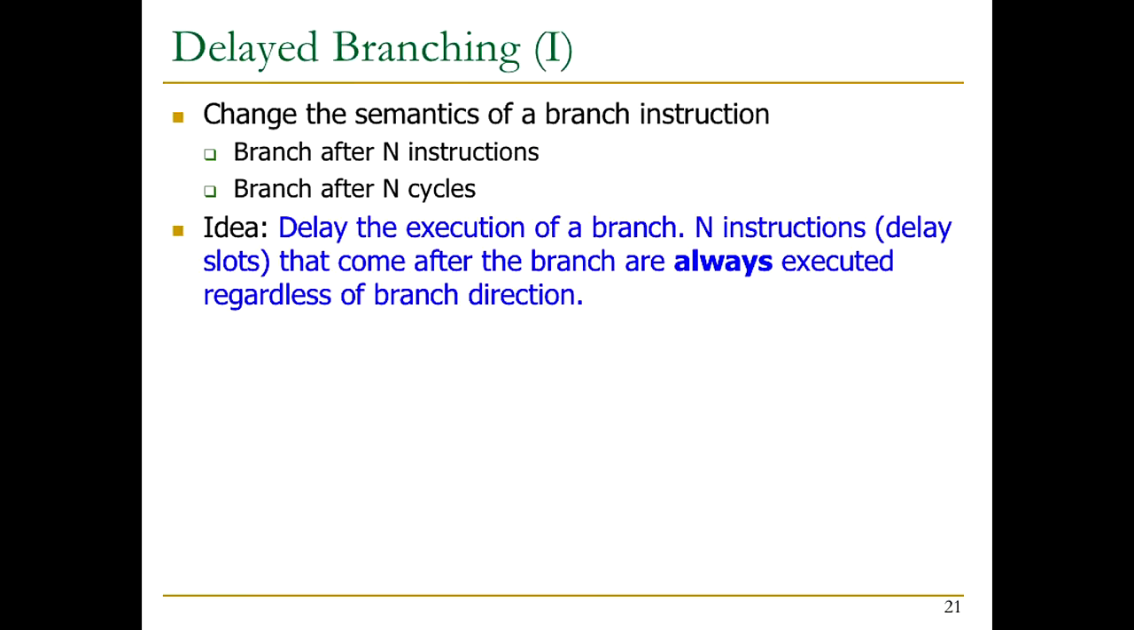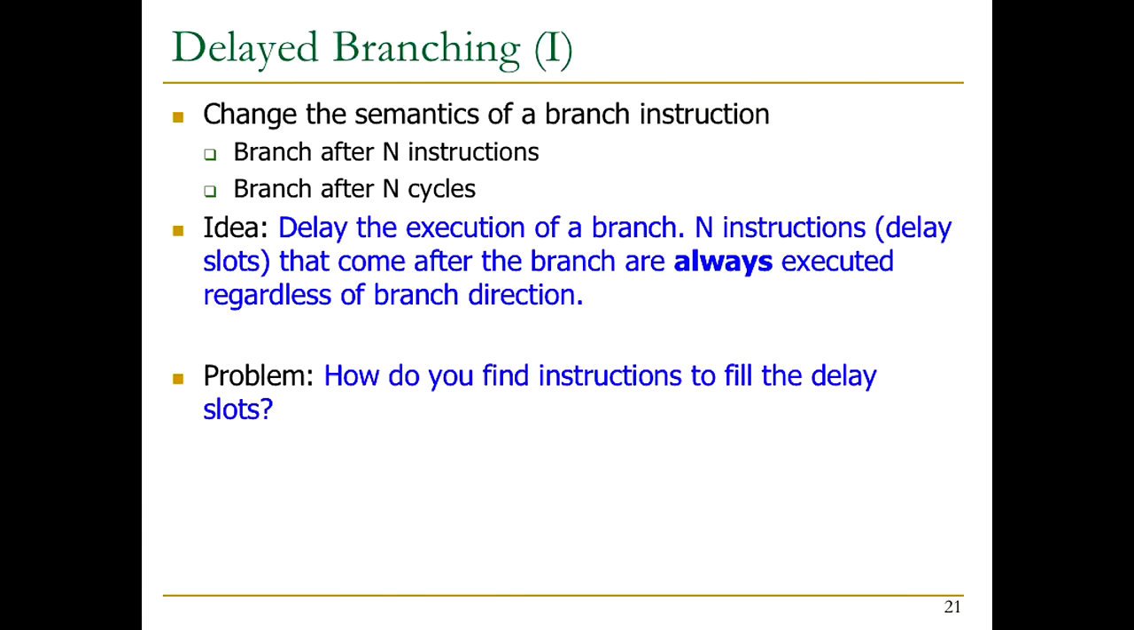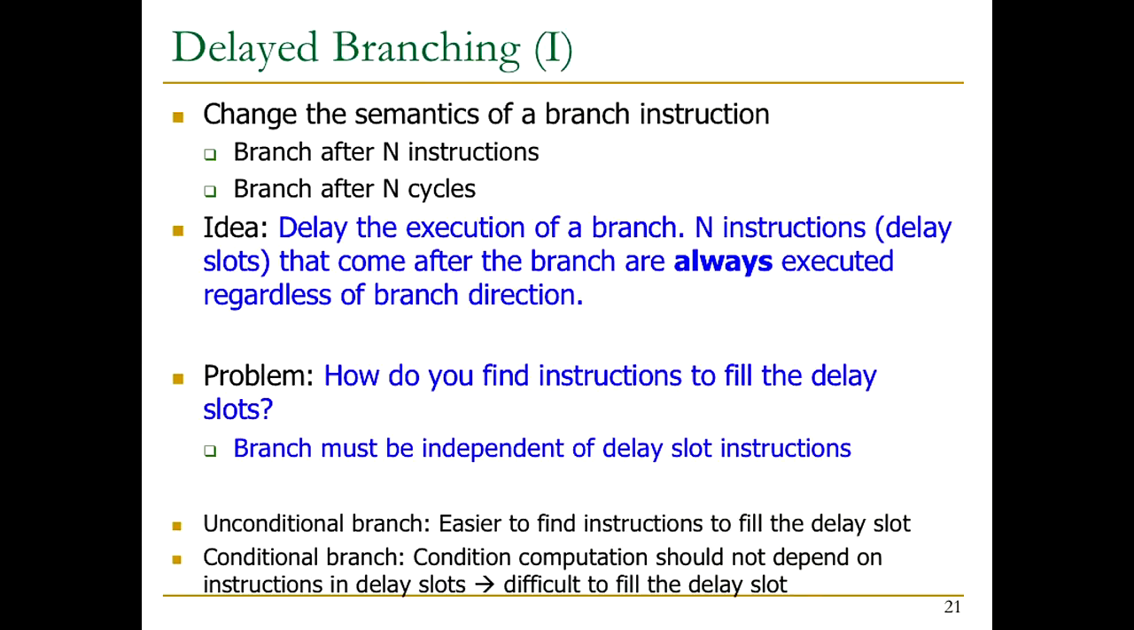Okay? Of course, now we have a problem. You have to put something into that delay slot for this to be effective. How do you fill that delay slot? The branch must be independent of the delay slot instruction, obviously. Otherwise you cannot move an instruction there. And the instruction must be independent of the direction the branch takes, of course. So for example, if you have an unconditional branch, it's easier to find instructions to fill the delay slot. You can take an instruction from the target of the branch and put it over there, right? That's easy, because you're always going to execute the next instruction. Or you can find an instruction that's independent of the branch in the same basic block before the branch and put it into the delay slot.